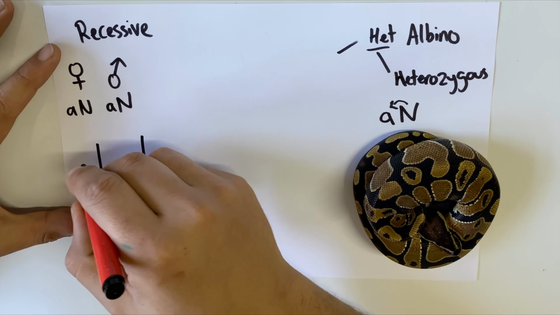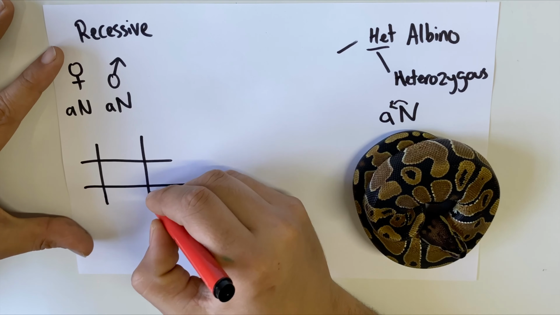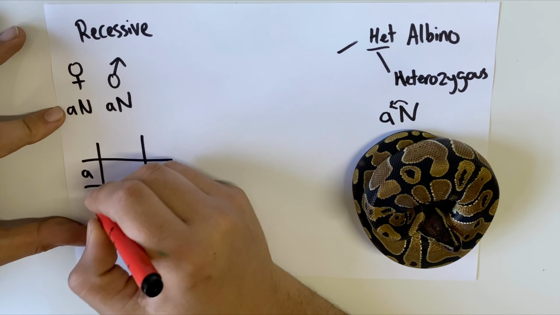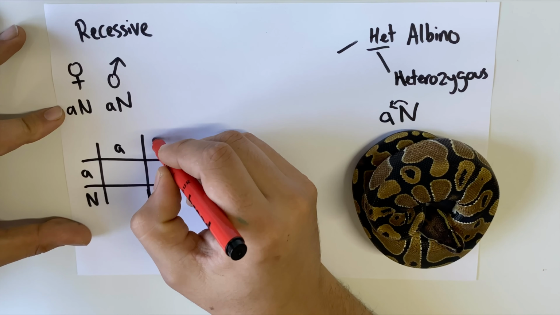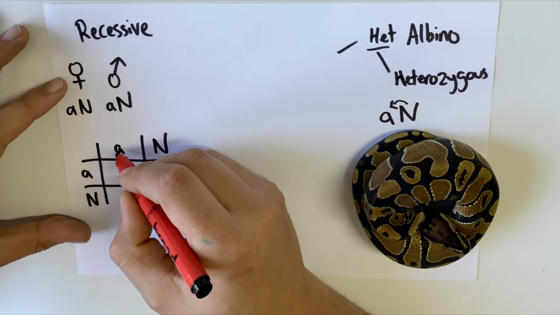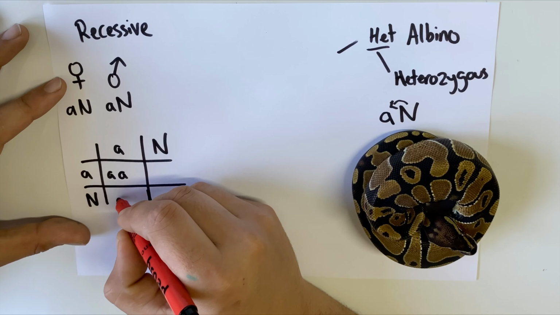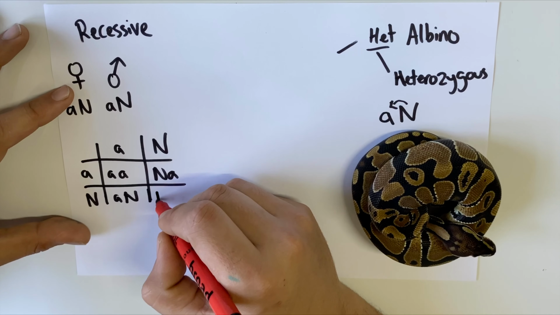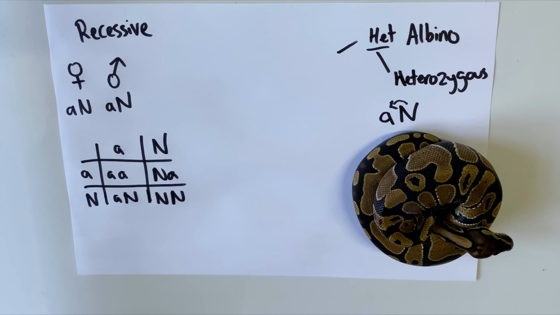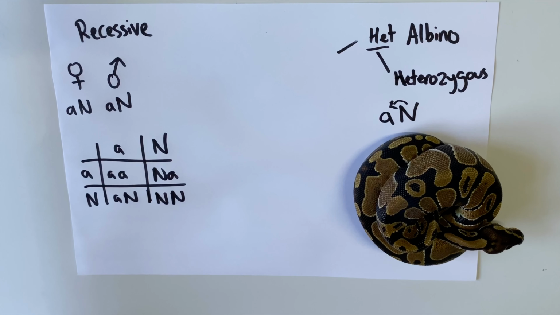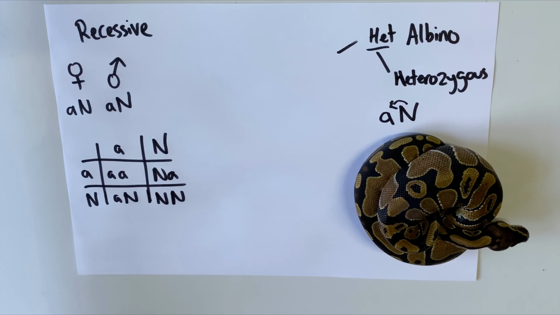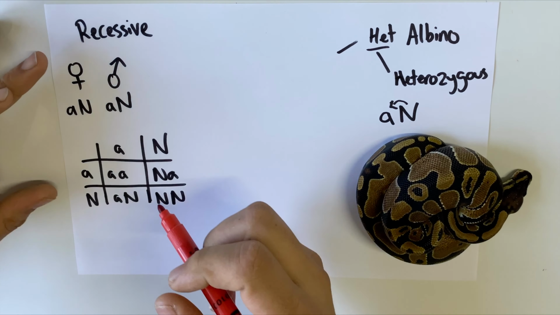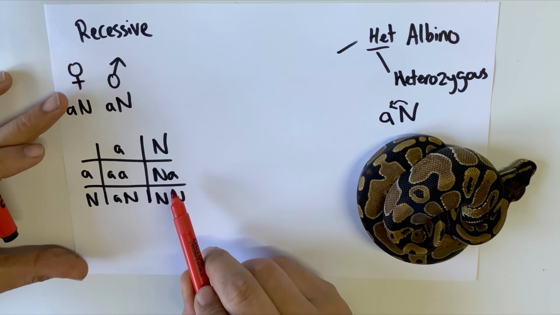So let's have a quick look at a Punnett square and what we could expect to make from two het albino ball pythons. So we have little a comes down here, capital N, little a here, and capital N. Now, if we do our Punnett square as usual, little a and across little a, come down little a and across N, come down N and across little a, and then finally down and across capital N, capital N. And you'll see here that we've produced three different possibilities. Remember guys, I'll say it again, this is Na and this is aN, but they are the same thing. So they're still heterozygous, one copy of the normal gene, one copy of the albino gene.